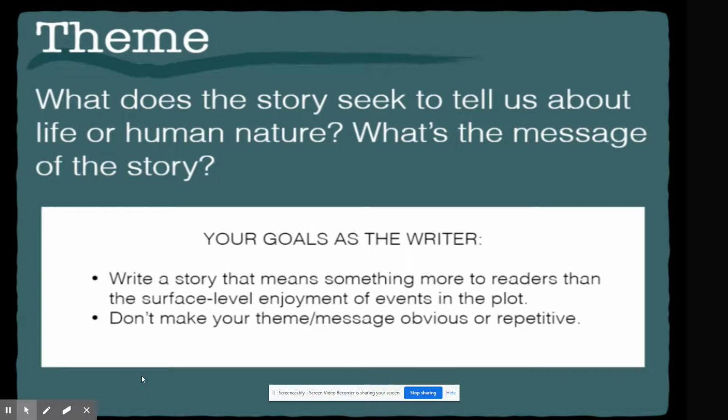So when we're thinking of a story, we want to think in the future, what's my message? Is it about love? Is it about happiness? Is it about finding my identity? What's our theme here? And when we write our own story, that means we want to find something more for the readers than surface level enjoyment in the plot. We want to figure out the meaning, the lesson, right? So don't make your theme or message obvious or too repetitive.